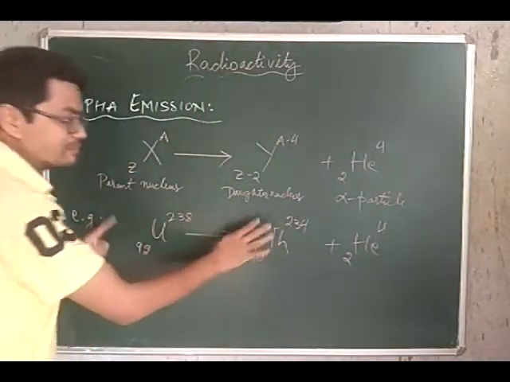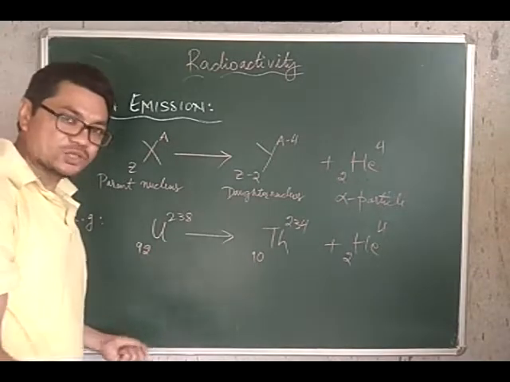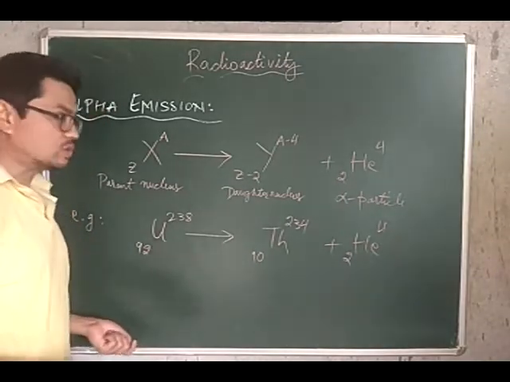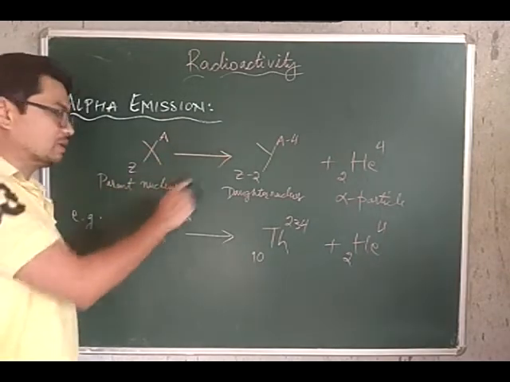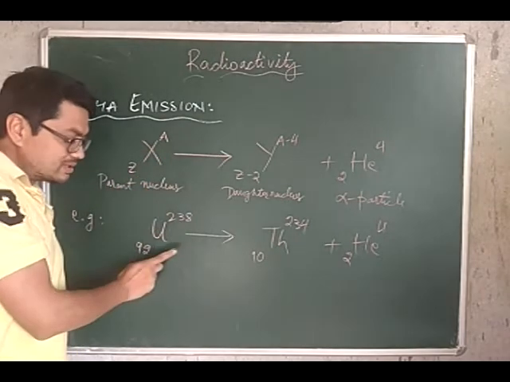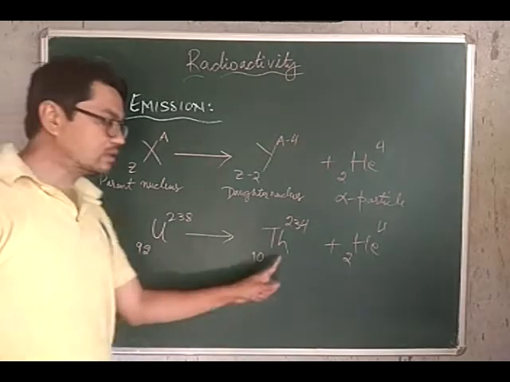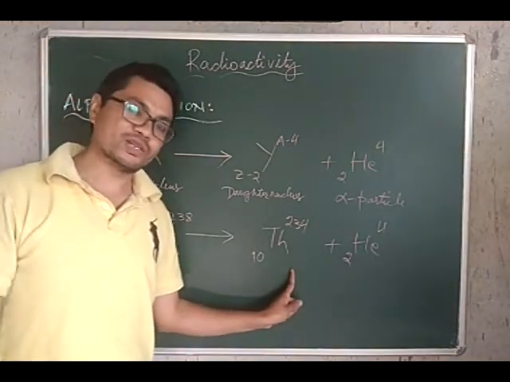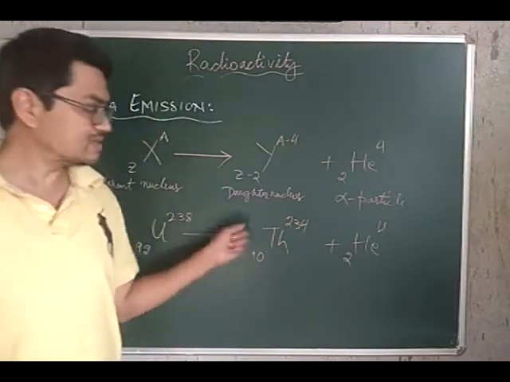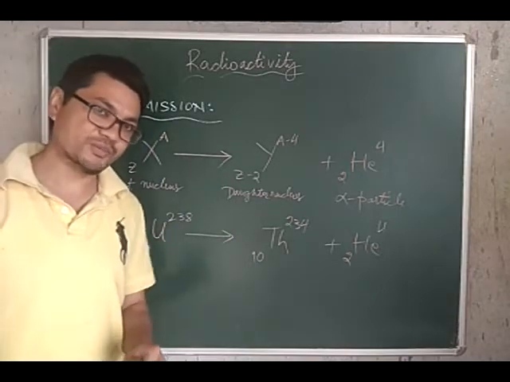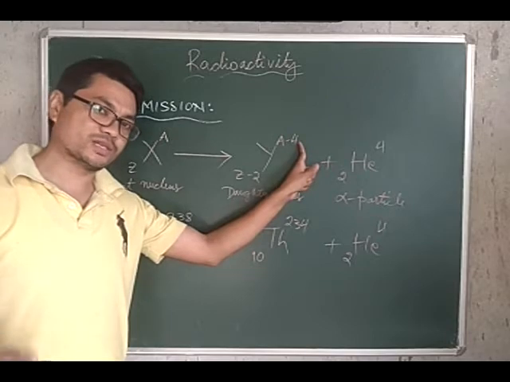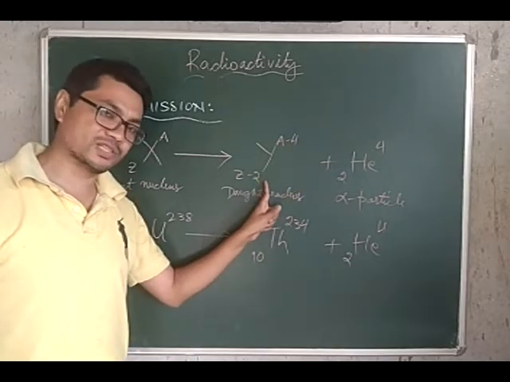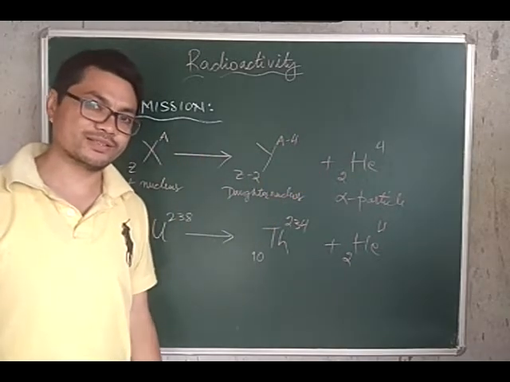So you can remember this particular reaction to show alpha emission. With the emission of an alpha particle, remember, this unstable nucleus turns into a new nucleus. So this is what happens in alpha emission. The mass number of the daughter nucleus gets decreased by 4, and the atomic number gets decreased by 2. Do not forget this.